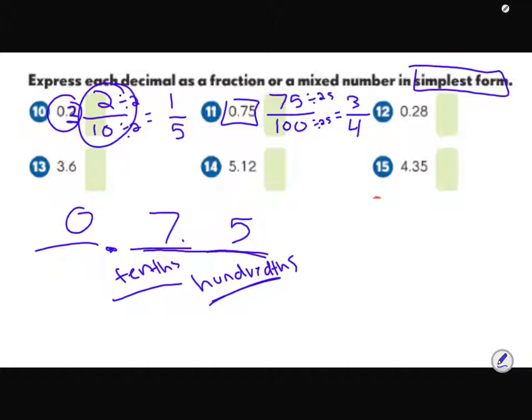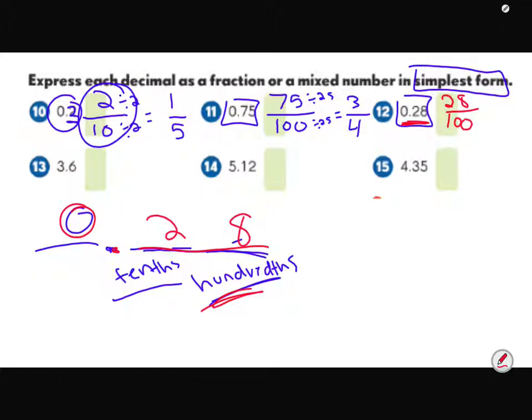Next one I have to read, it says 28. So I'm going to take this and I'm seeing 0 and 28. So I would read that as 28 hundredths because it ends in the hundredths place. 28 hundredths, so I'd write 28 hundredths.